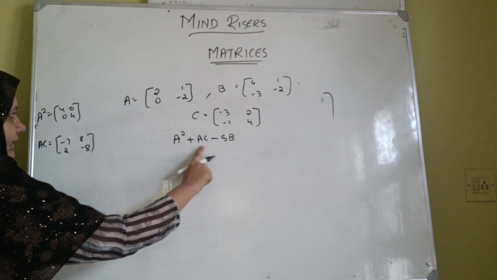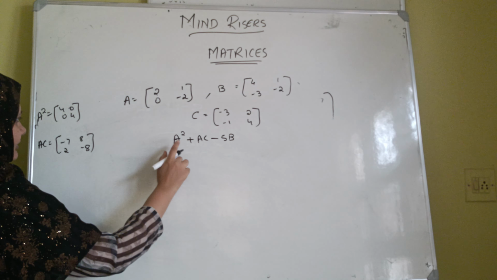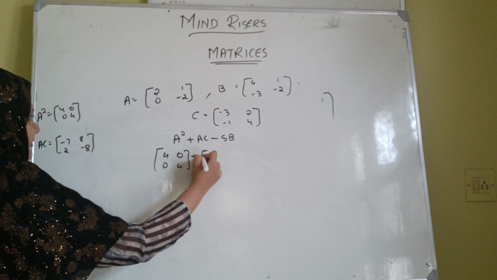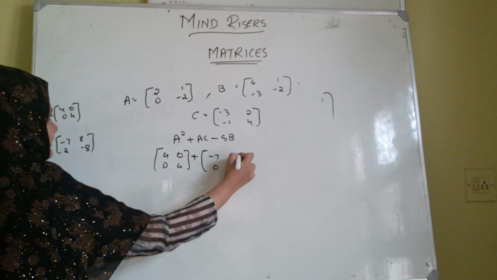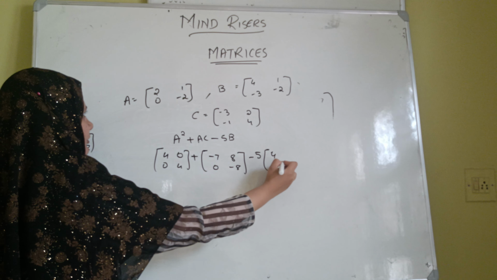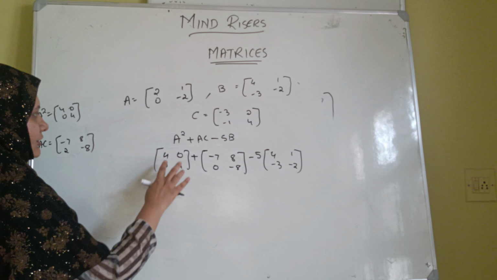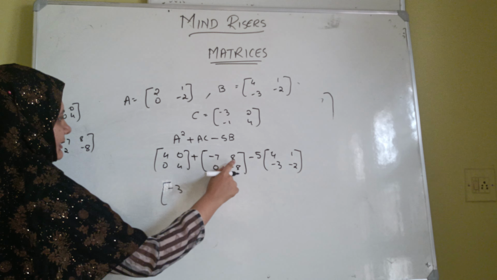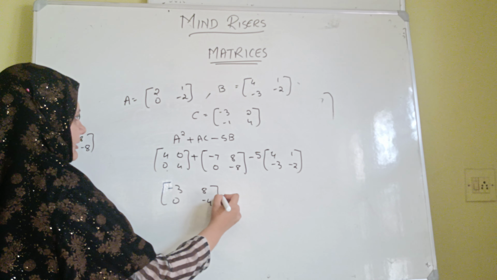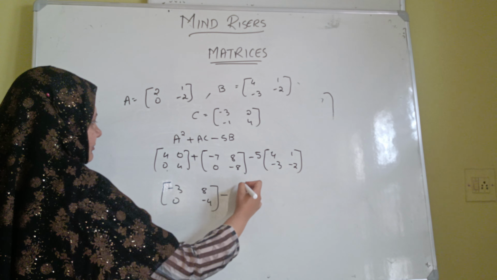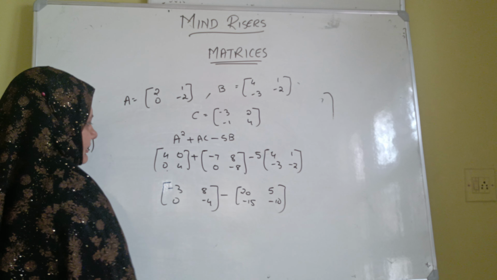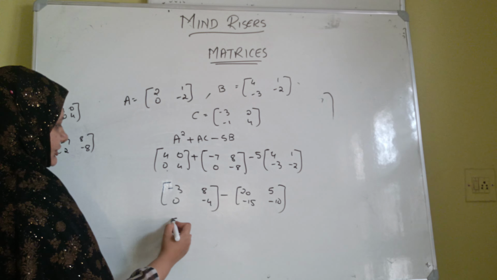Okay, now what do we do? We rewrite this statement again, what is asked to find. So I am substituting the values. A square is 4, 0, 0, 4. AC also we found out is this, minus 5 into the B elements 4, minus 3, 1 and minus 2. Now 4 minus 7 is minus 3, 0 plus 8 is 8, this is 0 and this is minus 4. Minus, now multiply these numbers with 5, you get 20, minus 15, 5 and minus 10.